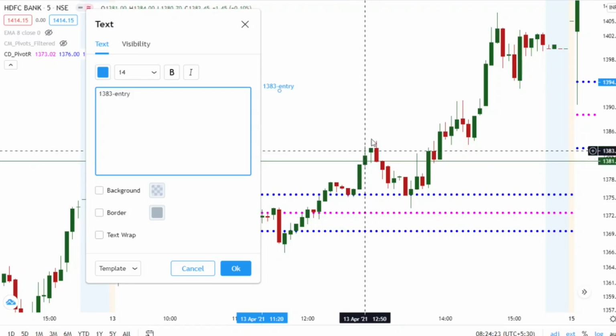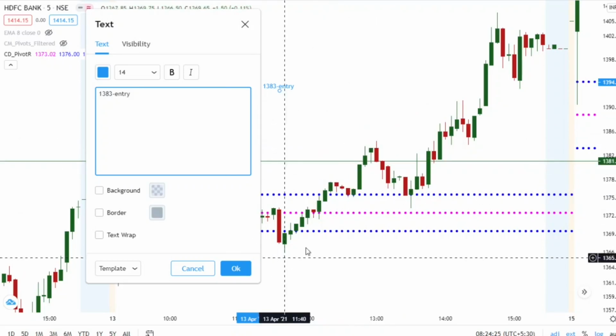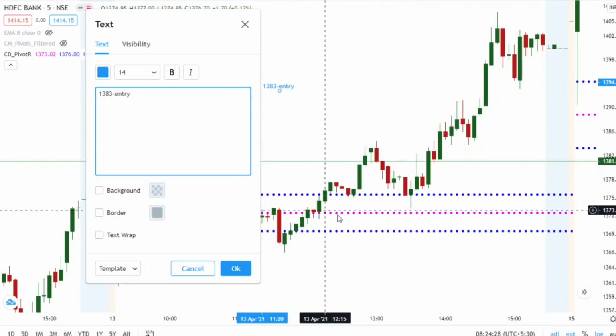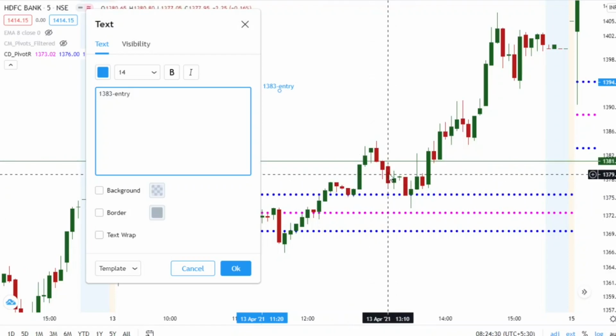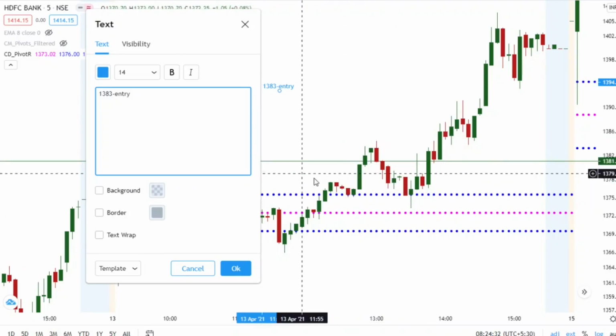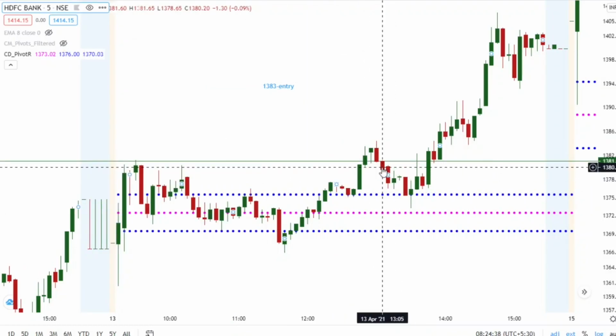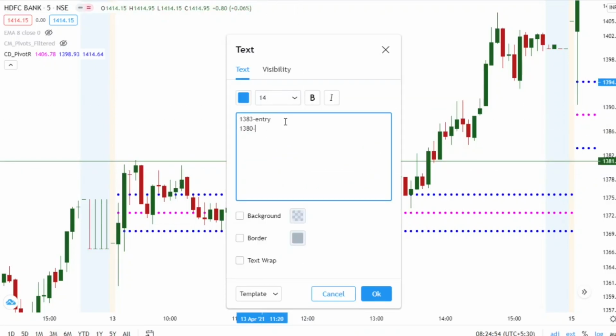And you think that the market will move after this breakout because this is a backtested strategy and it will work. So 1383 is your entry and you kept your stop loss at the lower wick of this candle, around 1380 with a buffer of some 2 points. You kept your stop loss there.